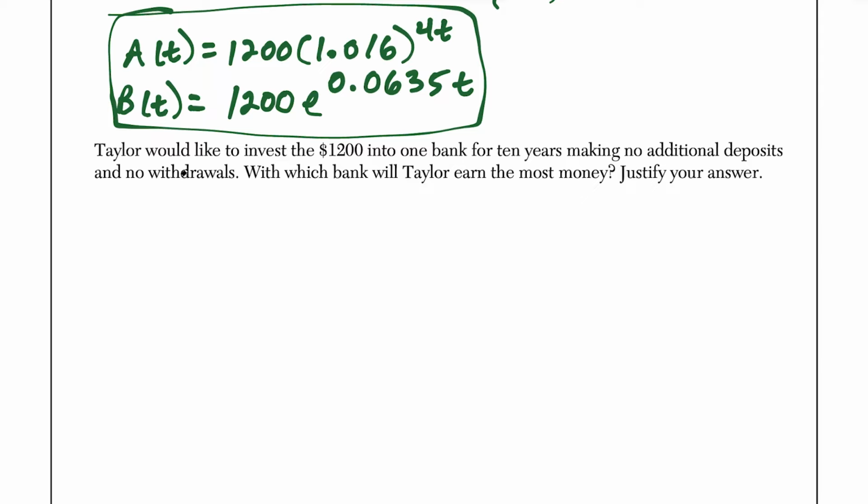For the second part of this question, Taylor would like to invest the $1,200 into one bank for 10 years, making no additional deposits and no withdrawals. With which bank will Taylor earn the most money? And we have to justify our answer. So for this one, we should plug in T equals 10 into A of T and B of T and see which one gives us the greater amount.